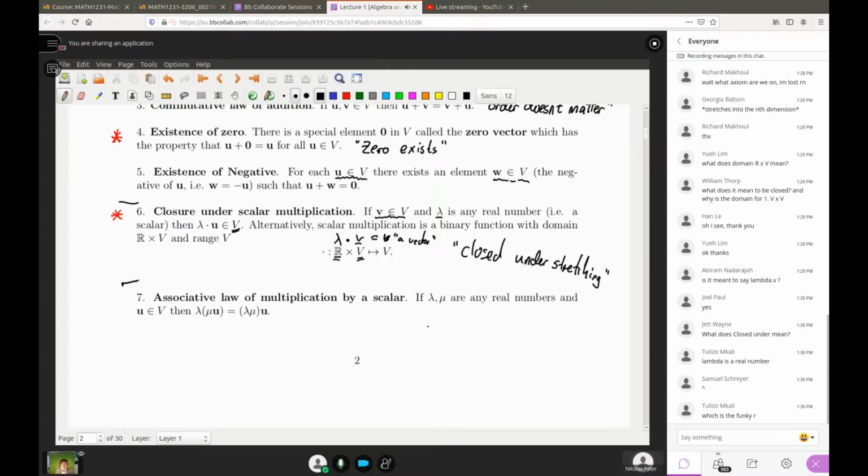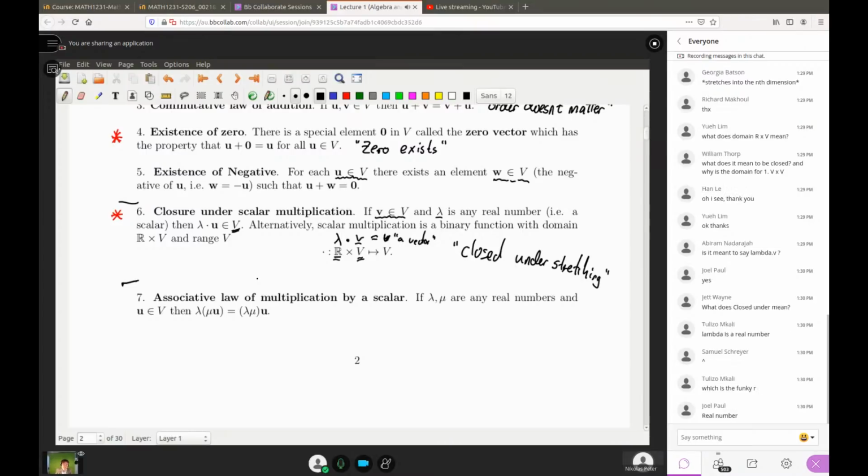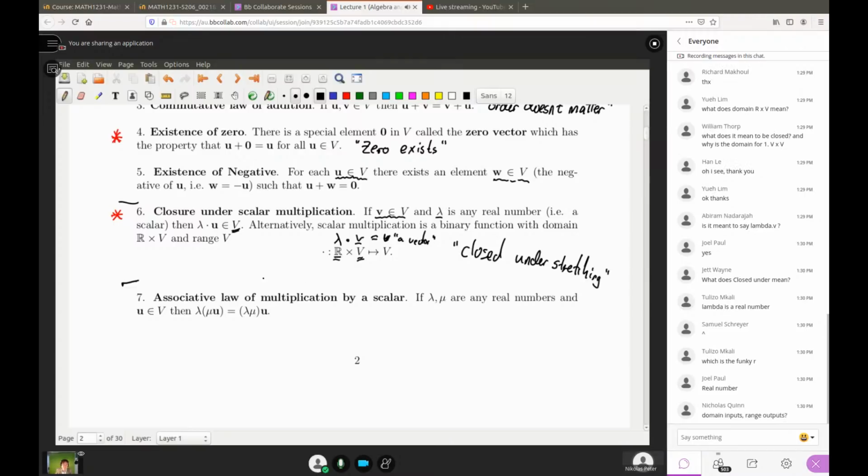Associative law just says you take two real numbers and you can scale them. You can scale first and then scale a second time, or you can take those two scalars, multiply them together, and then scale the vector by that. There's not that much to this one.